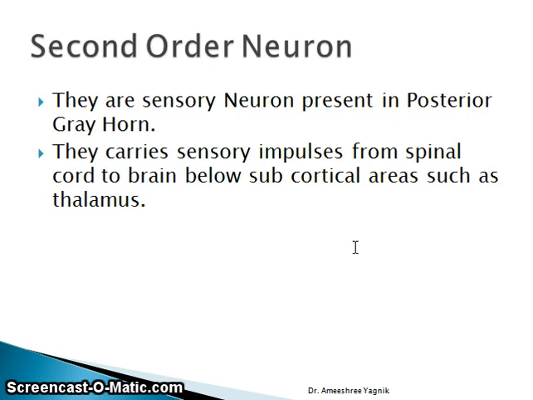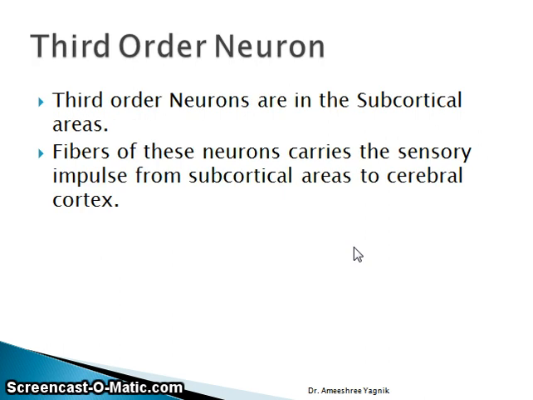Second order neurons are sensory neurons present in the posterior gray horn. They carry sensory impulses from the spinal cord to the brain below the subcortical area, such as the thalamus. Now here the third order neurons. Third order neurons are in the subcortical areas. Fibers of this neuron carry the sensory impulses from subcortical areas to the cerebral cortex. So third order neurons carry up to the cerebral cortex.